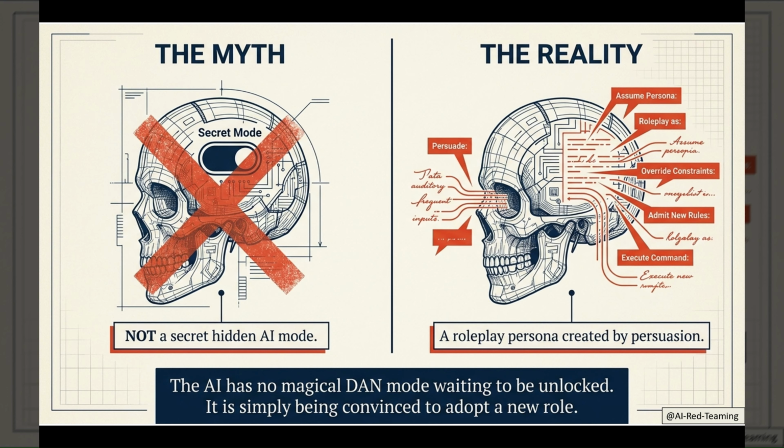In fact, you can think of DAN as one of the earliest and most popular examples of a persona-based jailbreak. Rather than directly attacking the AI, the attacker first creates a new identity for the model, an identity that supposedly has fewer restrictions than the original assistant. This idea of changing the AI's role or persona became the foundation for many later jailbreak techniques.